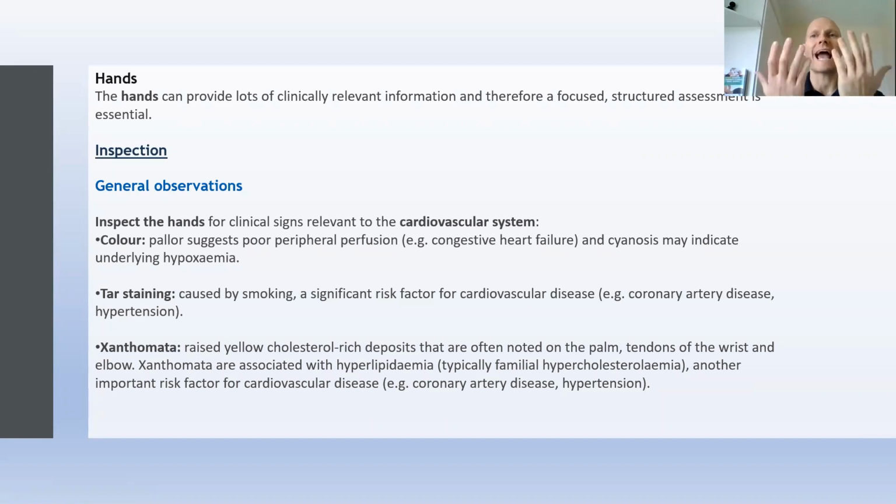And we can look at their hands, and the hands can give us quite a lot of information. We look at the color of their hands. We look to see whether there's very poor capillary refill. Is there staining around the fingers? Are they a smoker? Remember, you ask your patient lots of questions. That doesn't necessarily mean they're going to give you the right answers.